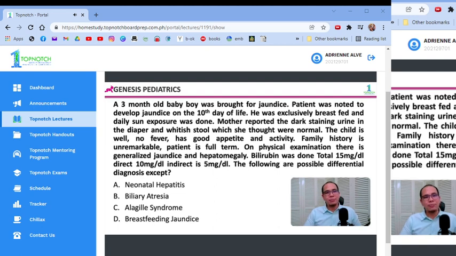Mataas yan. Okay? That's already pathologic. You did your bilirubin test, which is very important. Your total is 15, which is high. The direct is 10, and the indirect is 5.